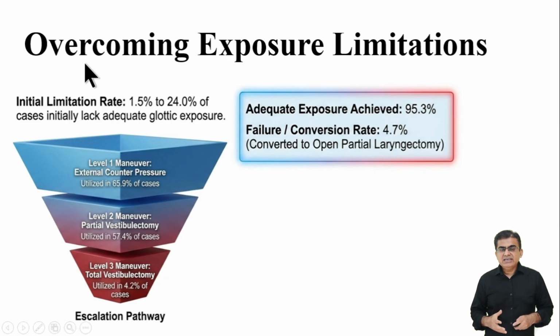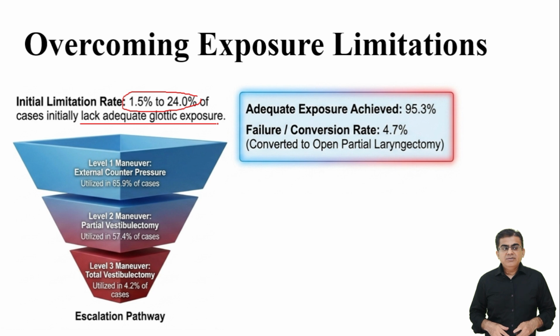When we first insert our rigid scope, between 1.5% and 24% of our cases will initially lack adequate glottic exposure. But we do not simply give up and abandon the laser procedure. Instead, we use a strict escalation protocol of surgical maneuvers shown in the funnel diagram.